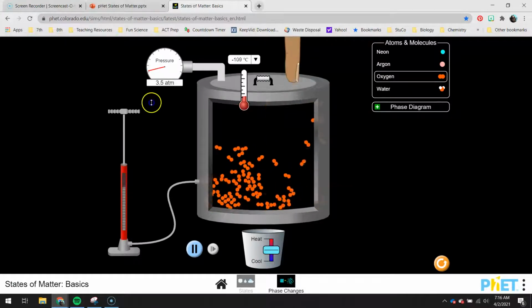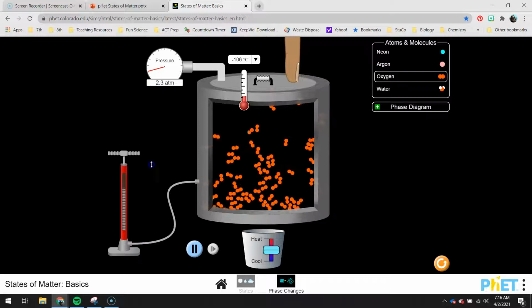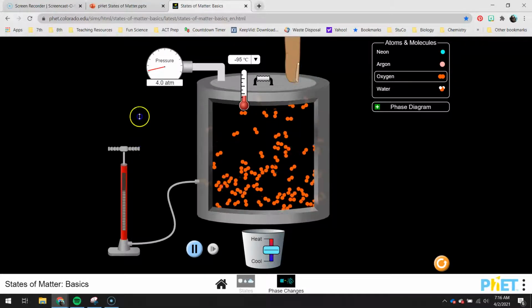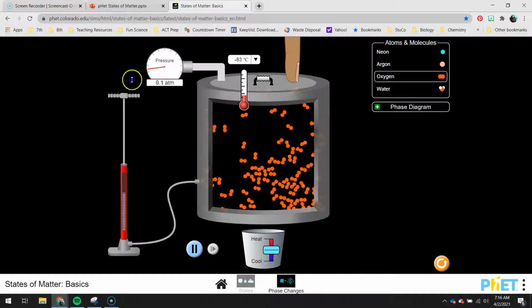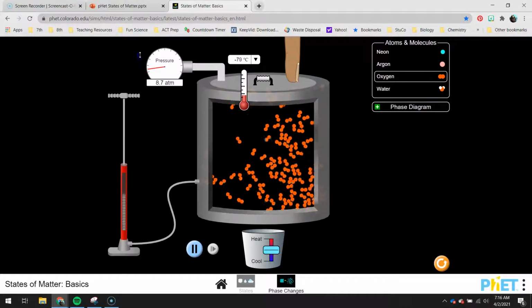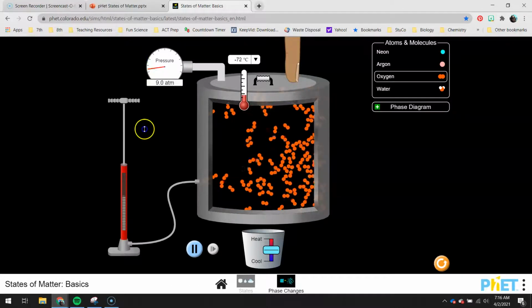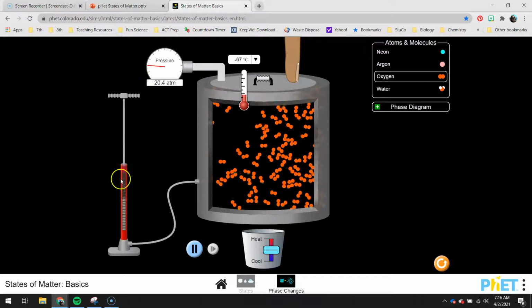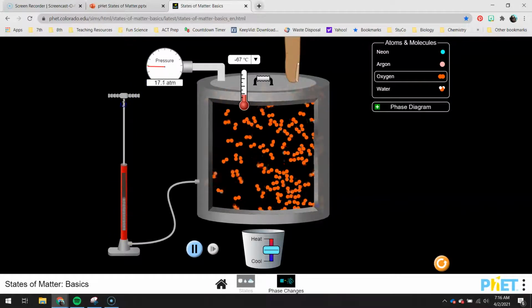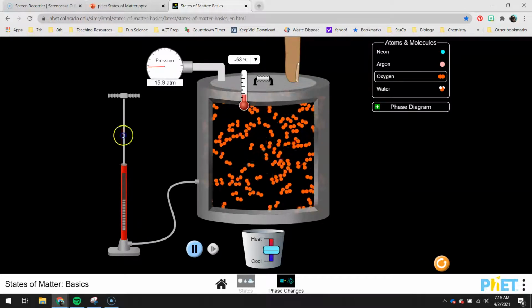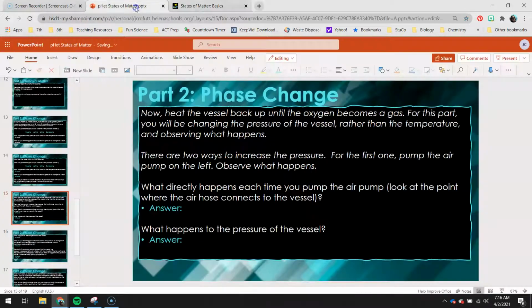You will notice that where that pump is hooked into the vessel, you will see more oxygen molecules going in. And then sure enough, you can watch the pressure on this container increase as well. You can also see this little bar to see how much oxygen is left to pump in. Okay, so that's one way to do it.